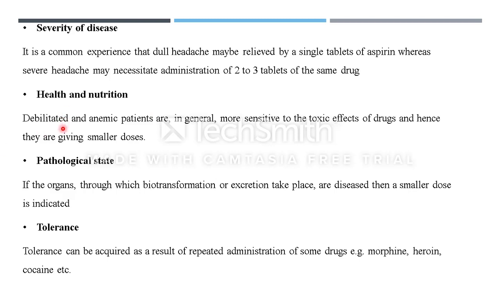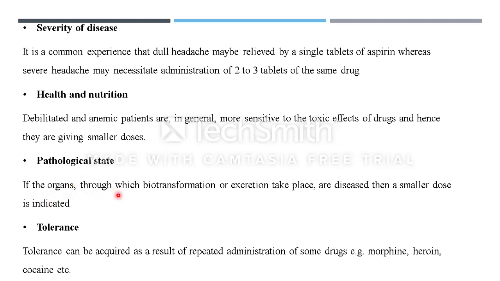Debilitated and anemic patients are in general more sensitive to toxic effects of drugs, and hence they are given smaller doses. So the health status of the individual will determine the dose that will be given. Since anemic patients and debilitated patients are generally sensitive to toxic effects of drugs, we have to give them smaller doses. So the health and nutritional status of the individual may also affect the dose and action of the drug. Now, pathological state.